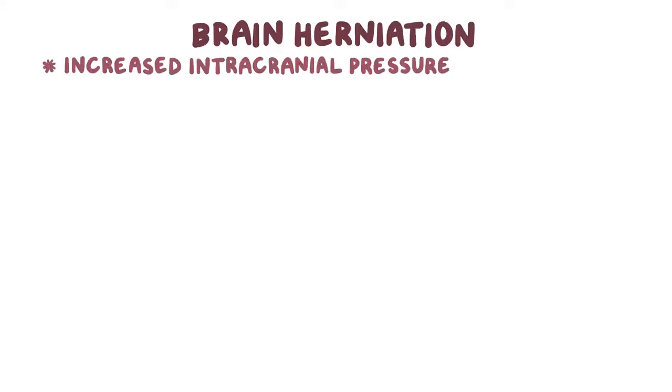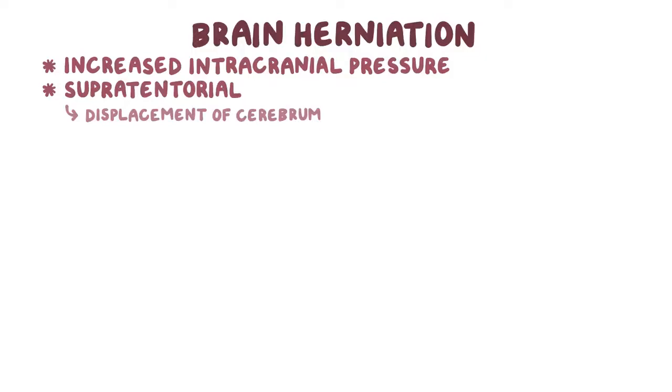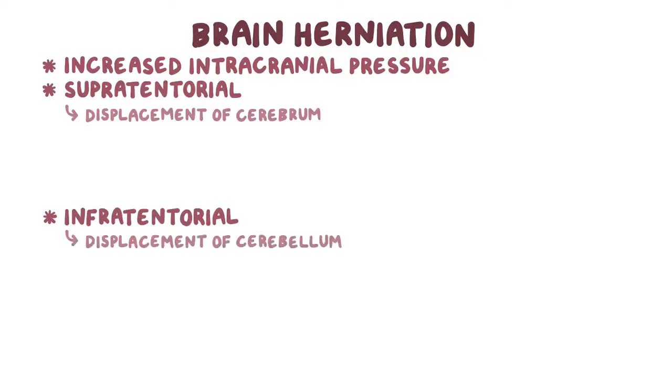Alright, as a quick recap. Brain herniation typically results from increased intracranial pressure. There are two main classes of herniation: supratentorial, which refers to a displacement of the cerebrum, and infratentorial, which refers to a herniation of the cerebellum. Furthermore, supratentorial herniations are subdivided into 4 types.